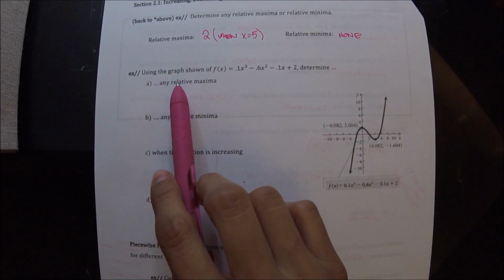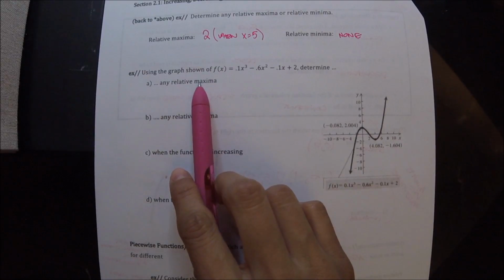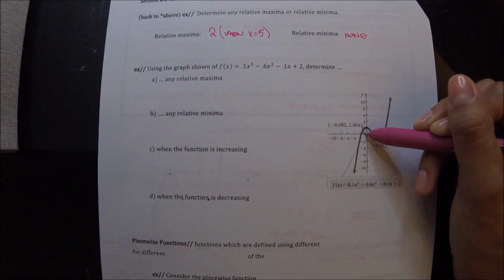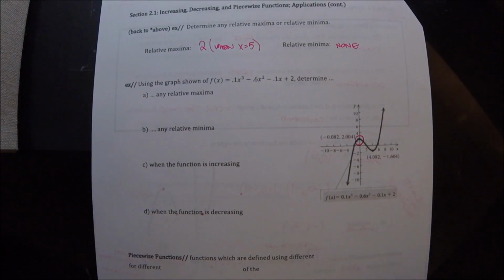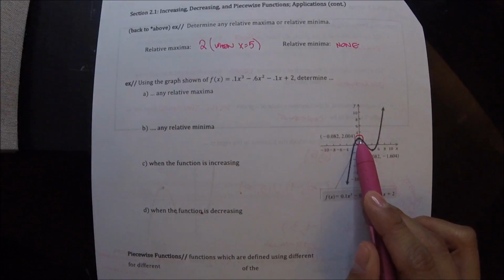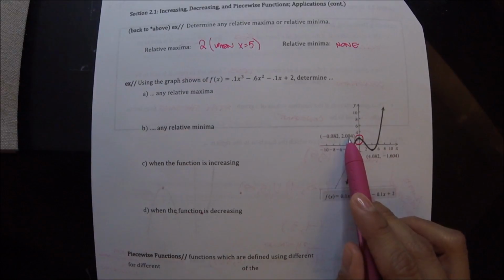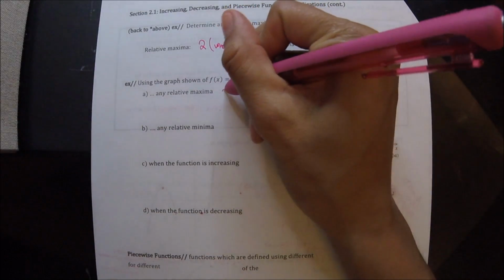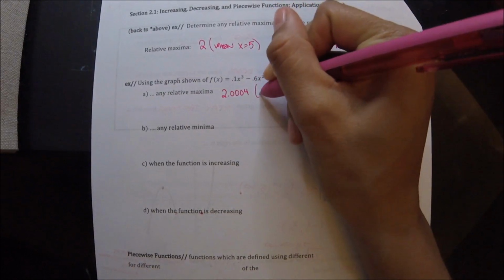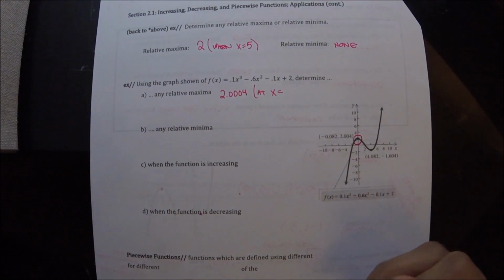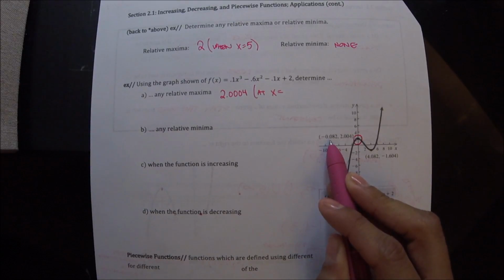And we want to find first any relative maxima. So what are any points that you see that are higher than the ones to the left and right of it? Well, the only one I see is right here. The actual max itself is the y value. So what's the y value of this point? It's telling us that it's 2.004. So the max itself is 2.004 at x equals negative 0.082.